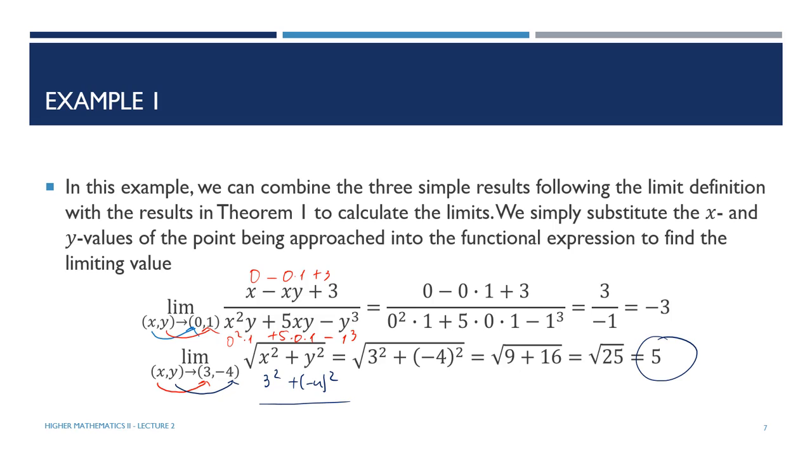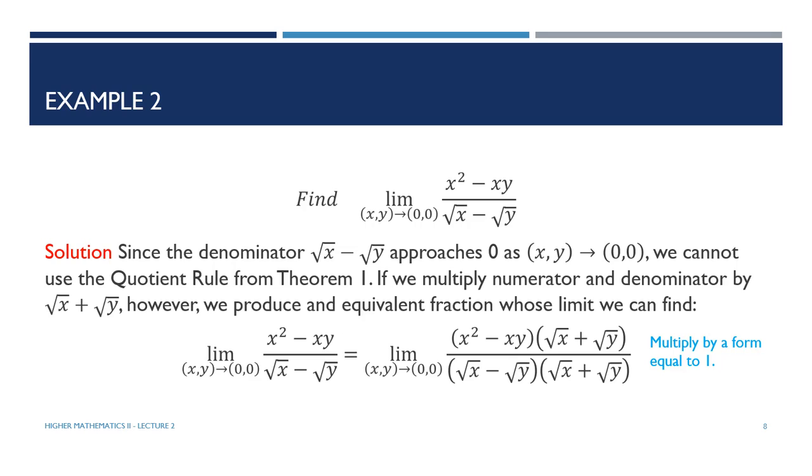Example 2 says find the limit when xy tends to the point 0, 0, of this expression. We may think to plug in 0 instead of x and 0 instead of y. Okay, 0 squared minus 0 times 0 over square root of 0 minus square root of 0. So this is 0 over 0, undefined. We cannot divide by 0.